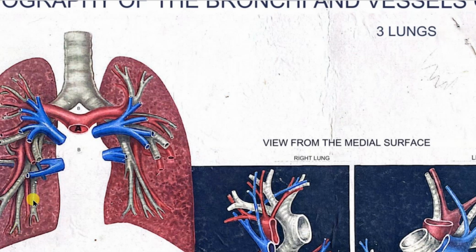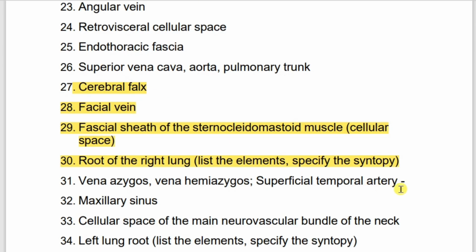And what is the syntopy of the lung root components? Let's see about the right lung, because only the right lung is given here. Supero-inferiorly in the right lung, we have first the principal bronchus, then the pulmonary artery, then the pulmonary veins. And the skeletotopy of the root of the lung is that it's located at the level of T5 to T7. Okay. So the next structure we have here.